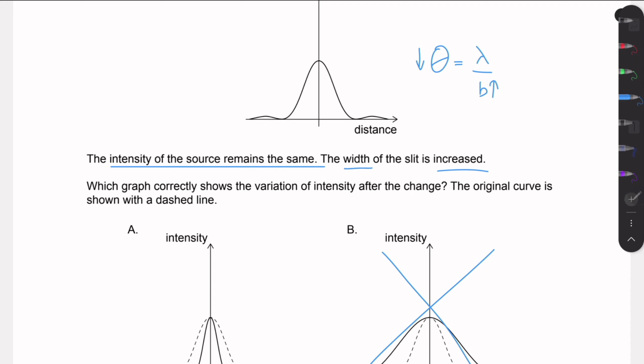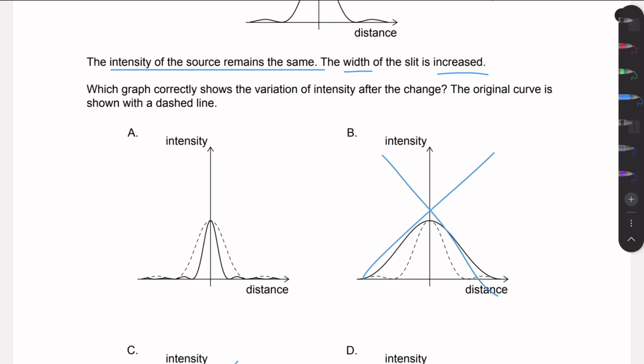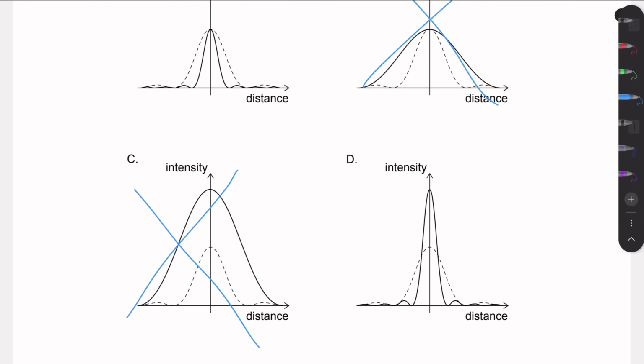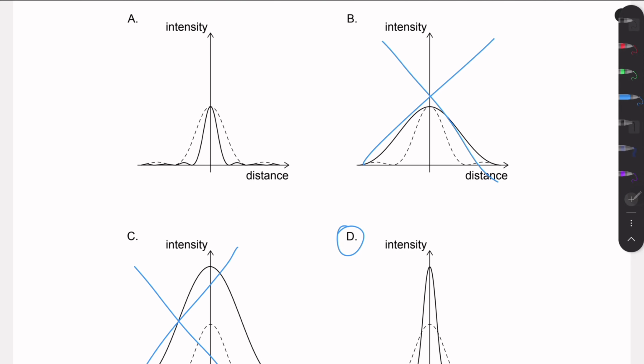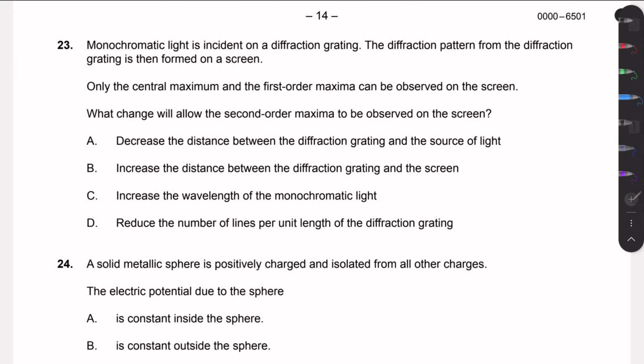And then, well, if we increase the width of the slit, we're going to have more light incident on the screen, as if we have a larger gap, then more light can come through, so our intensity will also increase. And so the answer is D.